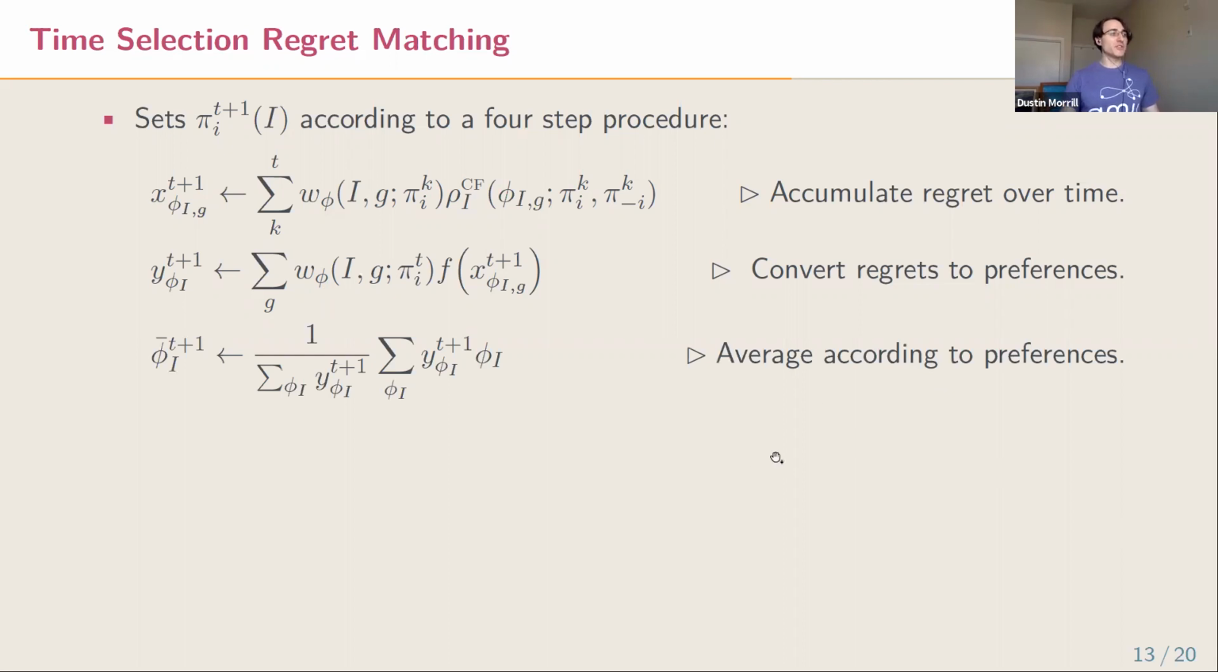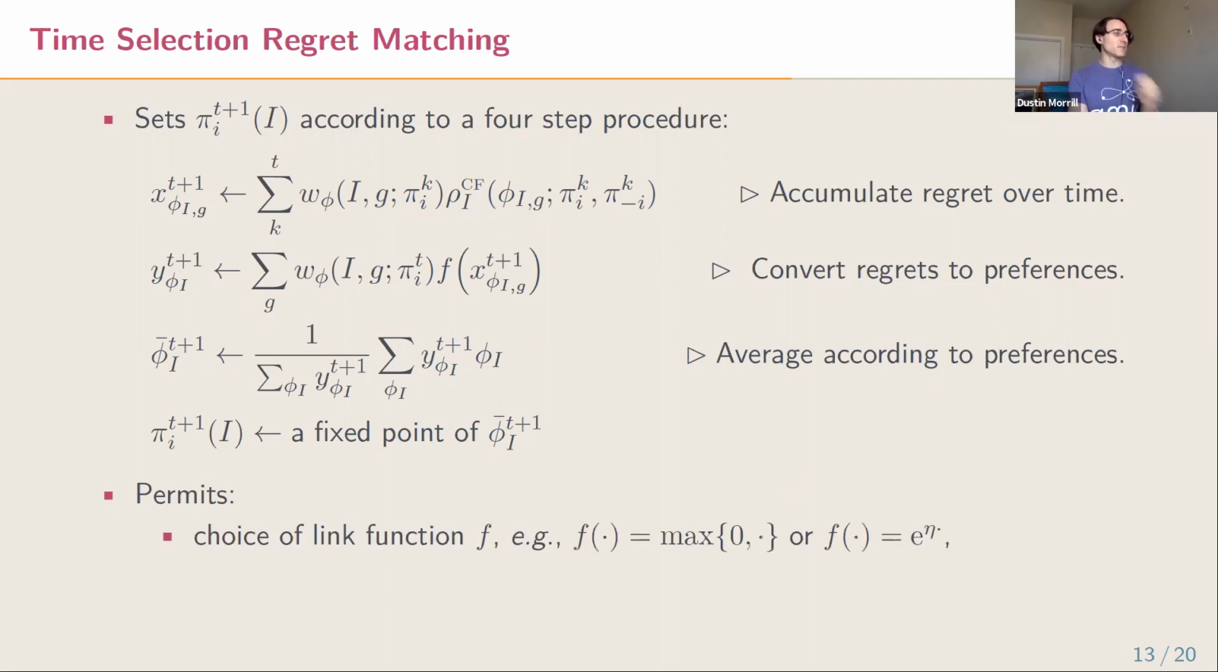Then we average the transformations at this information set according to the preferences that we just computed. And then we set our strategy at this information set to be a fixed point of that average transformation. All right, and this algorithm is flexible because it permits the choice of link function f.